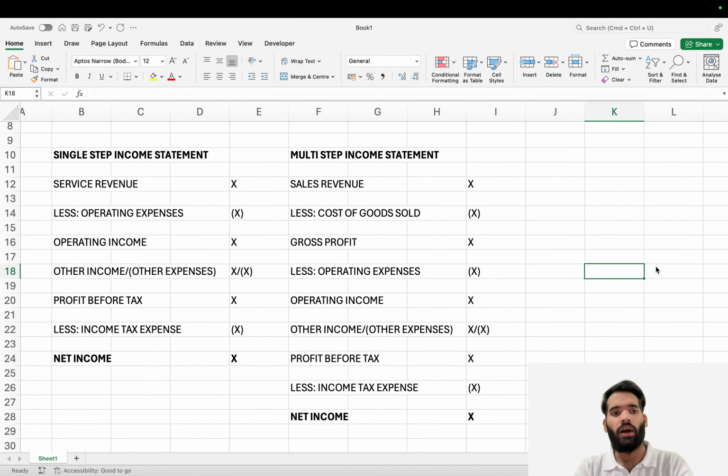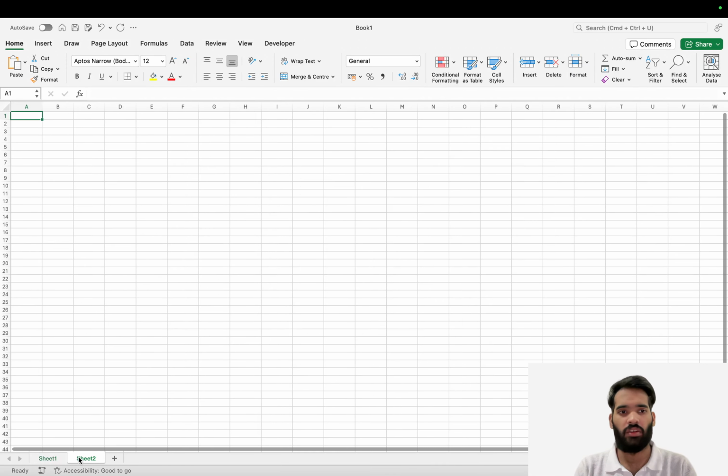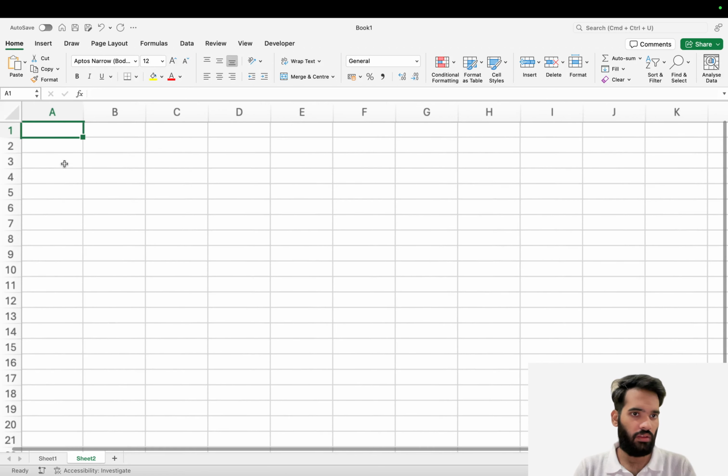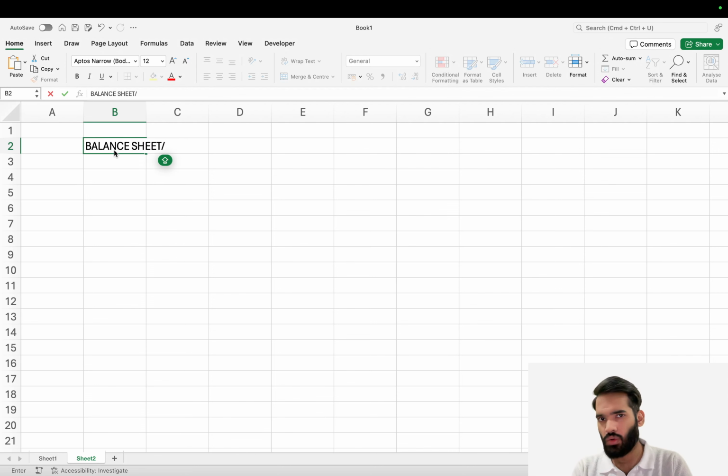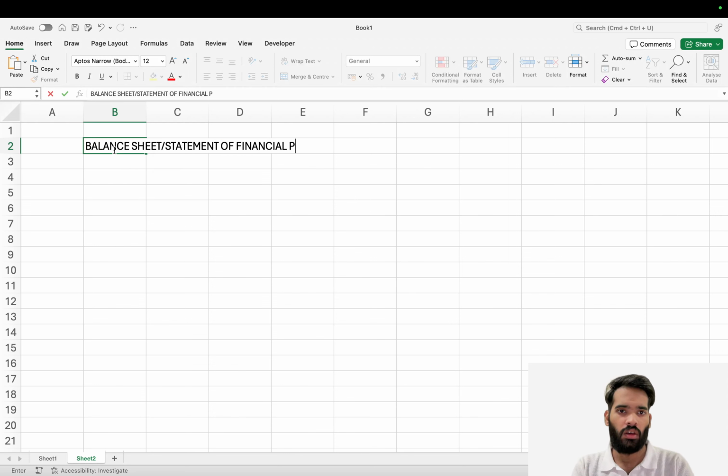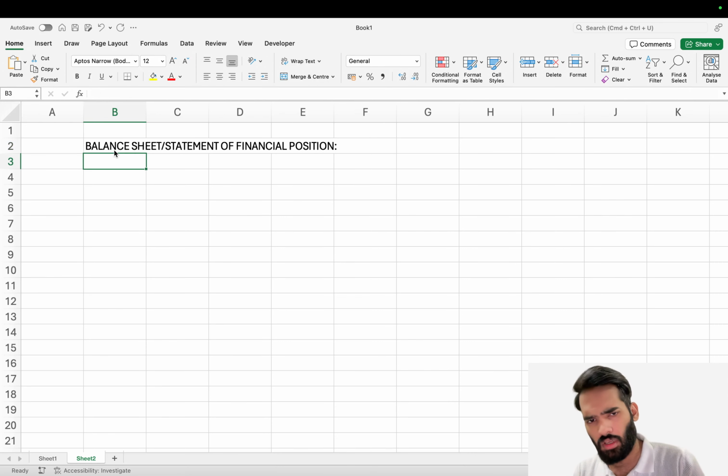Okay, so now that we have talked about the income statement, let's talk about the second financial statement that we talked about, which is called the balance sheet. So let's talk about that, the balance sheet. Now, this is also referred to as a statement of financial position, just in case you did not know the word balance sheet, which I don't think is the case, but just in case.